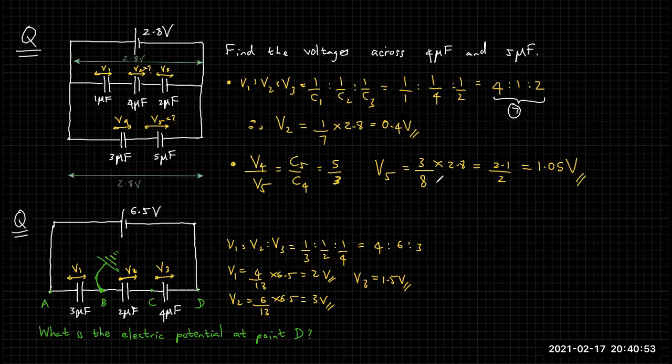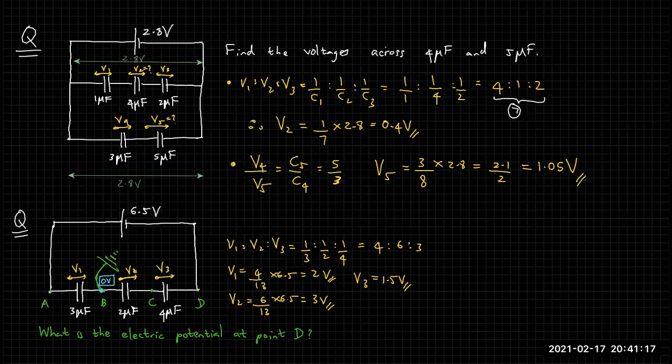If B is grounded, you should know the electric potential there is zero. I'm talking about electric potential. Electric potential and voltage are not the same. Voltage is electric potential difference. Now, what is the electric potential at this point? It's zero.